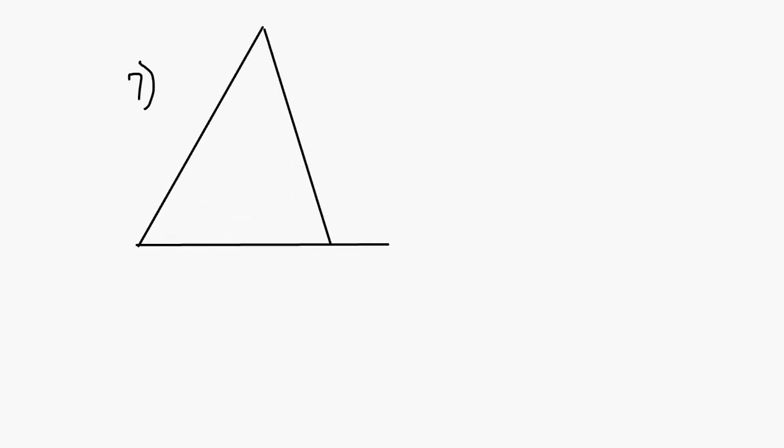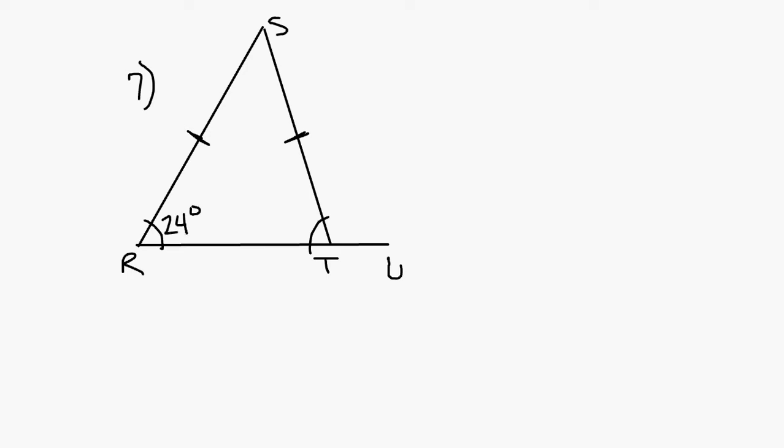Number 7. And we got SRT. I think this is U. SRT, this angle, is equal to STR, which is this angle. If two angles in a triangle are equal to each other, then the sides opposite those angles are equal to each other. SRT is 24, so this is 24 degrees.